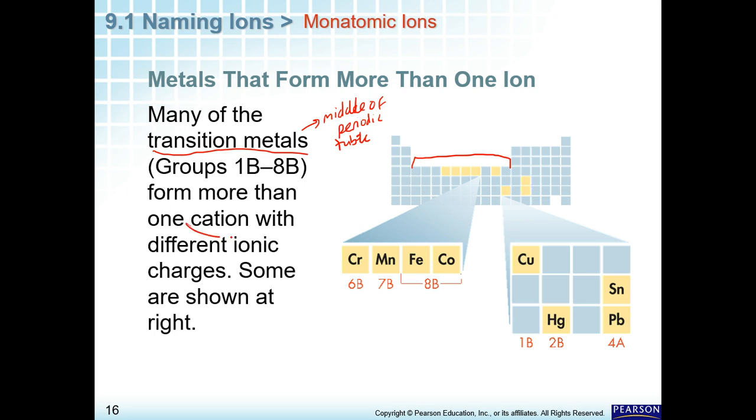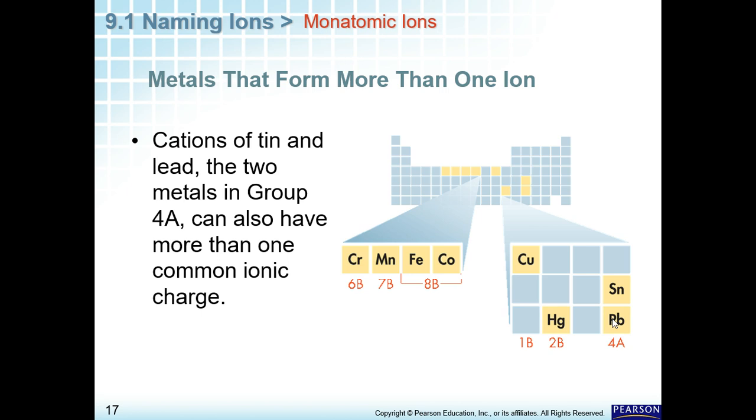Specifically, I want to point out that they are going to form cations, so they're always going to have a positive charge. I've listed these elements in your notes. They are bolded, located at the top of the page, and they are chromium, manganese, iron, cobalt, copper, and mercury. I've also listed 2 more, tin and lead.